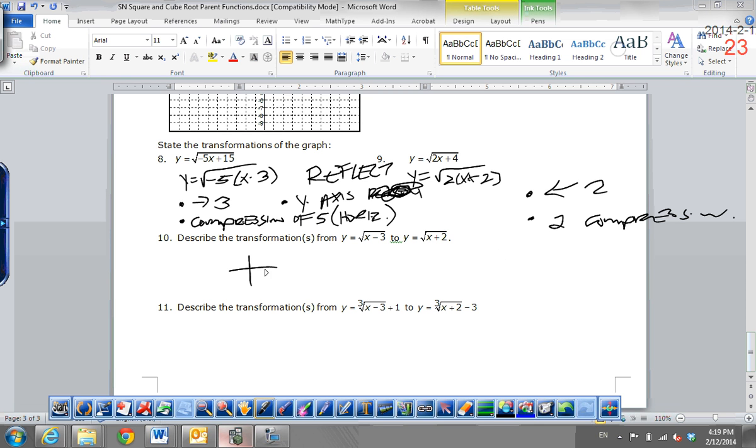If we start at y equals x minus 3, and then it goes to x plus 2, that means it went left 5 units. Same idea, this is the same thing underneath the cube root, so it's going to go left 5. And then if it starts at 1, goes down to 3, then it went down 4.